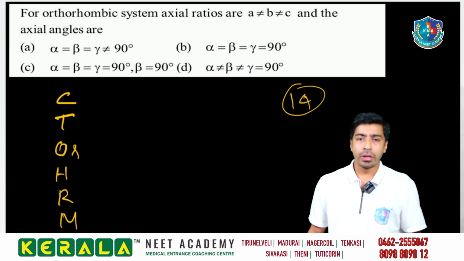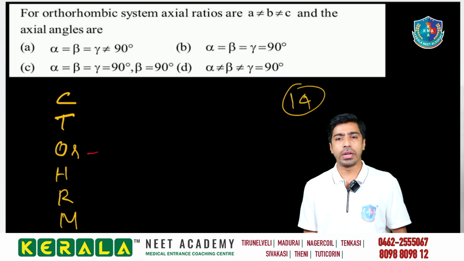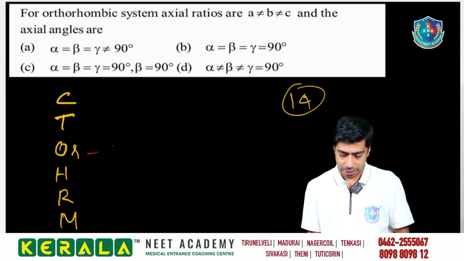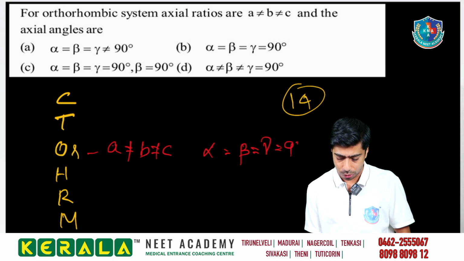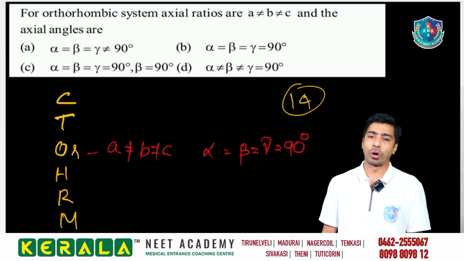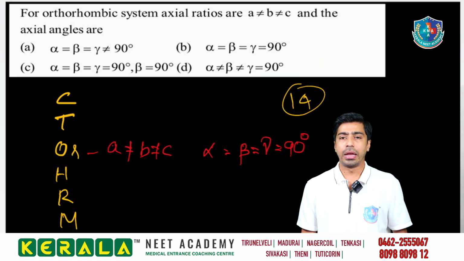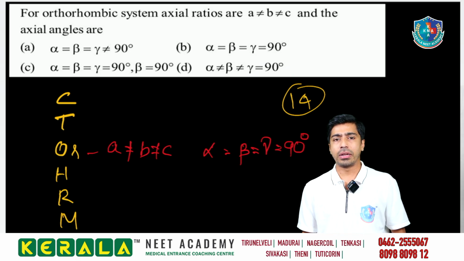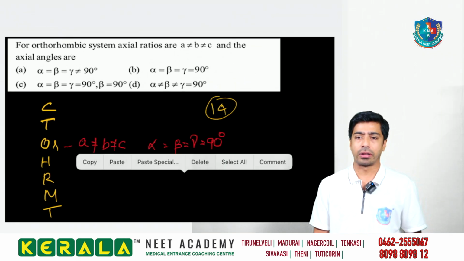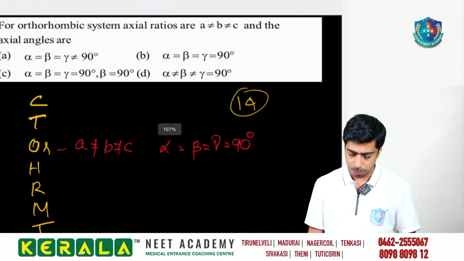And now here, for orthorhombic system, they provide A not equal to B not equal to C, and alpha equal to beta equal to gamma equal to 90 degree. So that is the value for orthorhombic. And in case of cubic, you know A equal to B equal to C, and alpha equal to beta equal to gamma equal to 90 degree. And here you should know that the most symmetric system will be the cubic system.